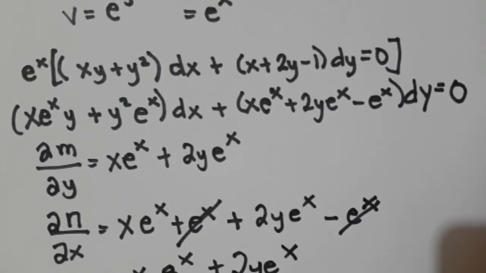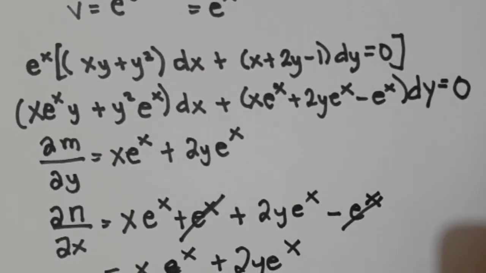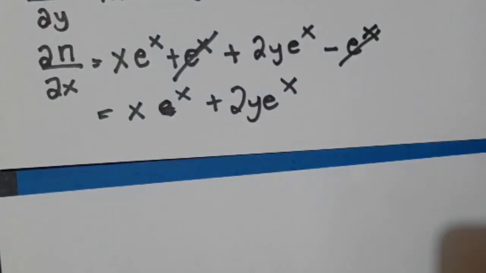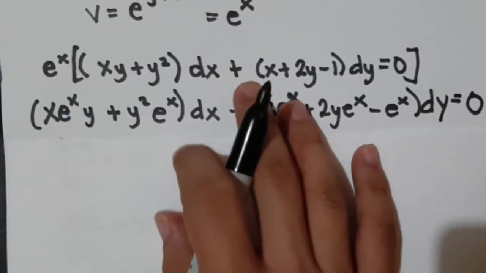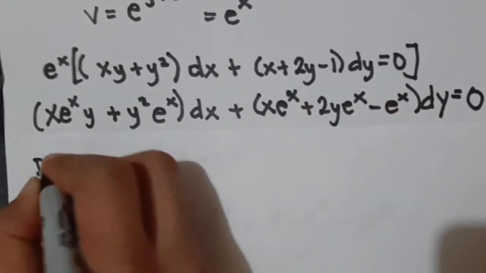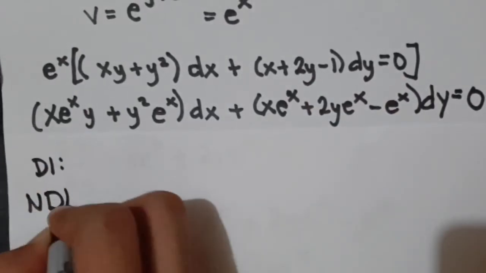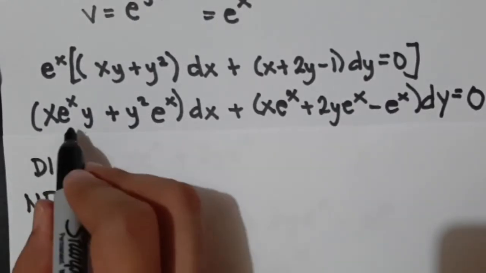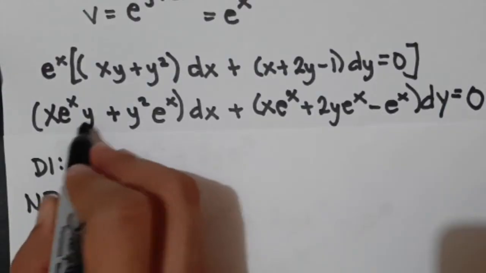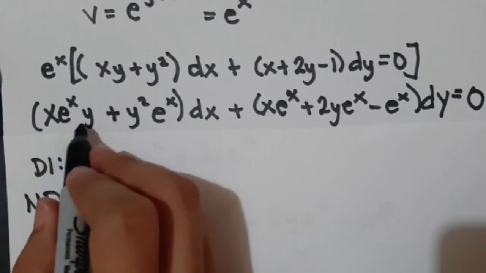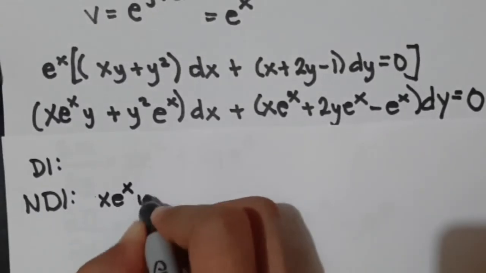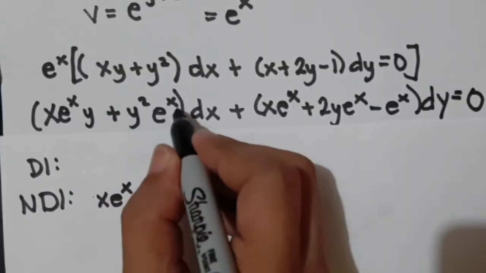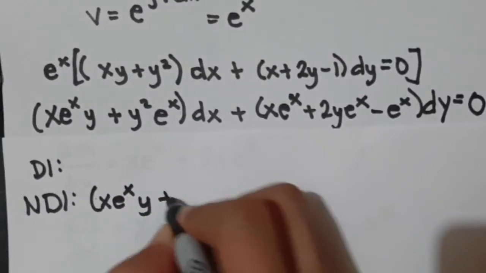So to continue, we need to solve for the solution. We need first to get the direct integrable and non-direct integrable terms from our equation. So which ones are direct integrable? Which are non-direct integrable? Obviously, x e^x y is non-direct integrable since we have two variables, x and y. Same in the second term, we have y and we have x, so this is also non-direct integrable.